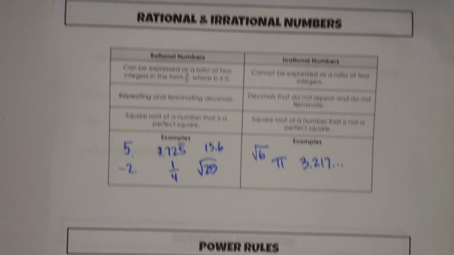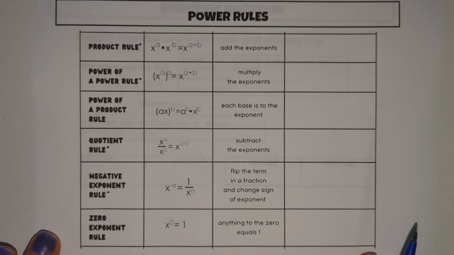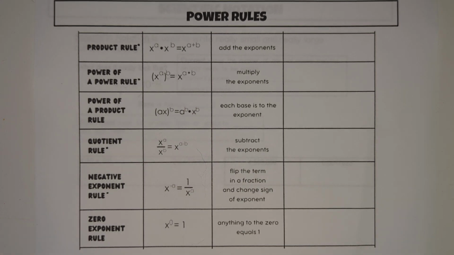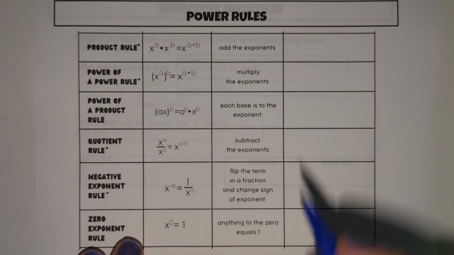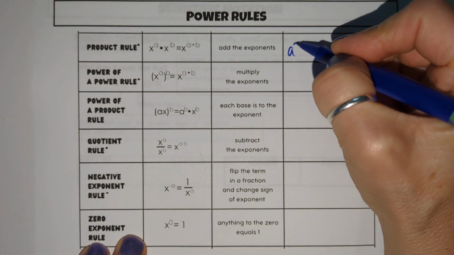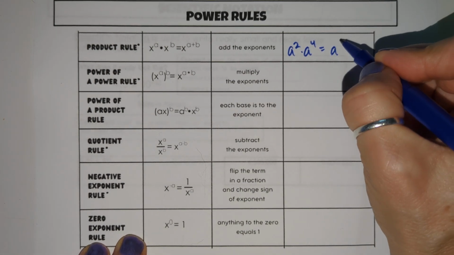All right, next we're going to look at our power rules. This is exactly the same cheat sheet we used when we took the quiz. So again, nothing new here. I'm going to go through it pretty quickly. We've done our power rules relatively recently, so this should still be pretty fresh for you. So our product rule, we're going to add the exponents. So if I have a to the second times a to the fourth, I'm going to keep the base, add the exponents.